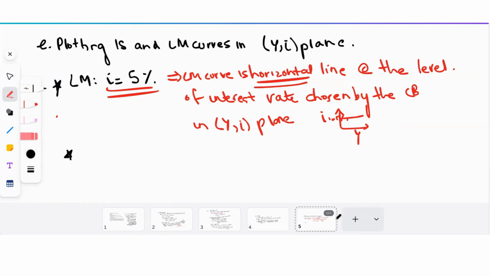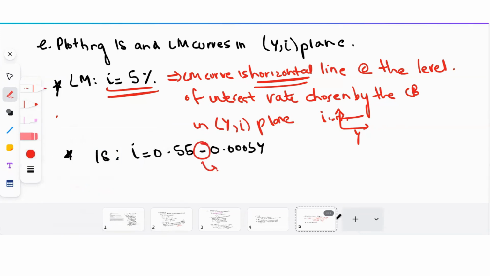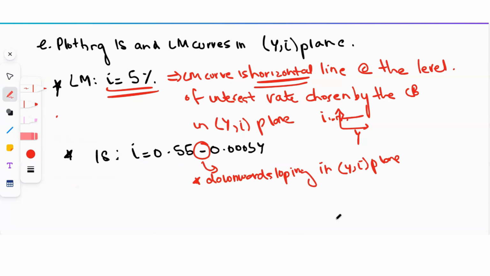Now let's look at IS. The equation of IS we wrote in part A is i equals 0.55 minus 0.5Y. From here we can see there's a negative relationship between the interest rate and output, so we know our IS curve is downward sloping. We also know the economic intuition behind this downward sloping relationship.